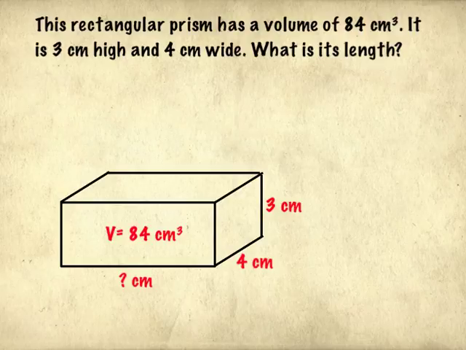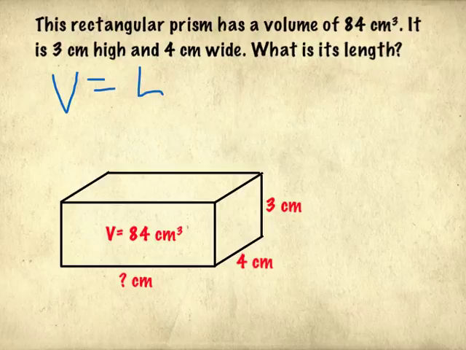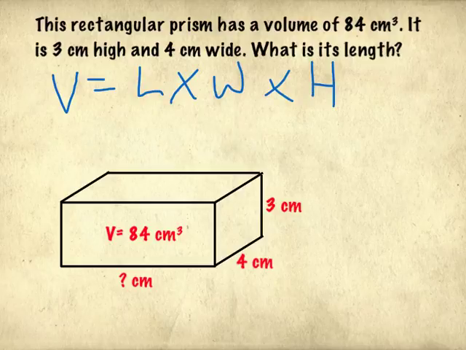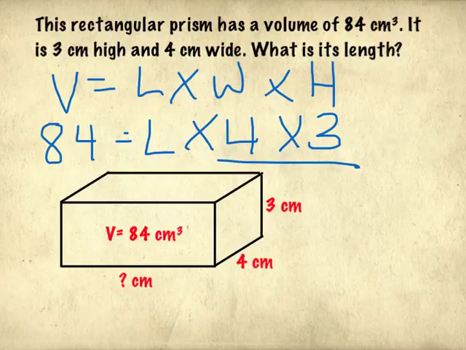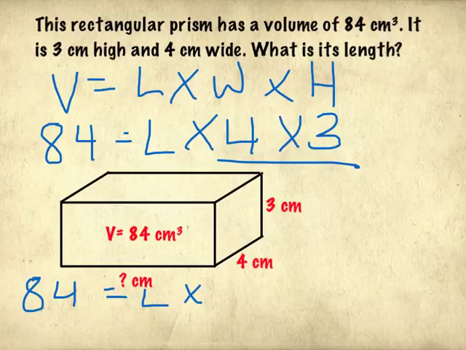So if my volume is 84, my height is 3, and my width is 4, and my length is an unknown, I can write that as volume is length times width times height. Volume is 84. Length I don't know, times width is 4, times height is 3. I can simplify that by doing those. So 84 equals length times 12.